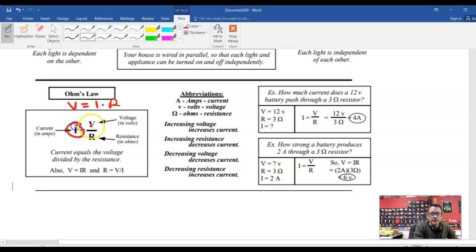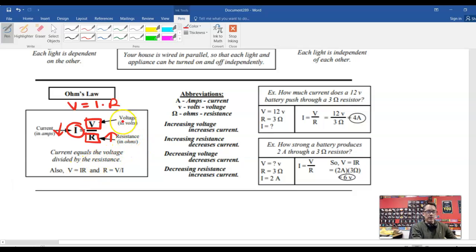And the idea that it's the amount of current that's going through the circuit is proportional to the voltage. In other words, if the voltage goes up, then the current is going to go up. And it's inversely proportional to the resistance. In other words, if we increase the resistance, the current's going to go down.